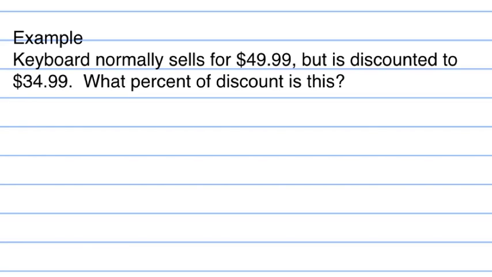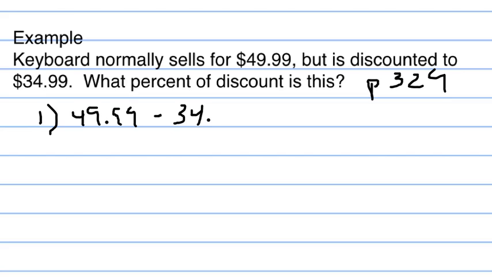Okay, this example, we're going to look at a discount now. The keyboard normally sells for $49.99, but is discounted to $34.99. And we want to know what is the percent of discount. This problem comes from page 329 in your books. So we're going to go ahead and do our two steps. We're going to take $49.99 and we're going to subtract $34.99, and we get a difference of $15.